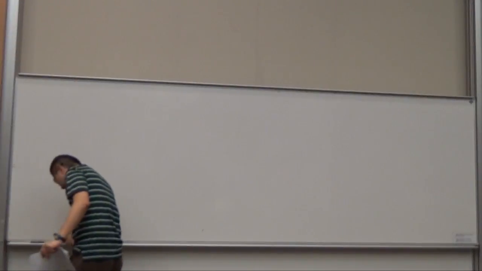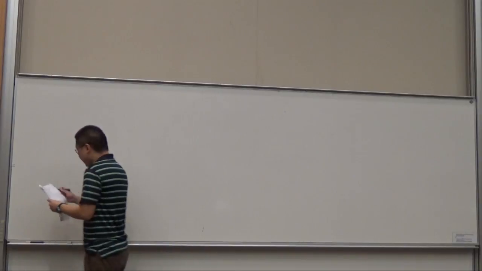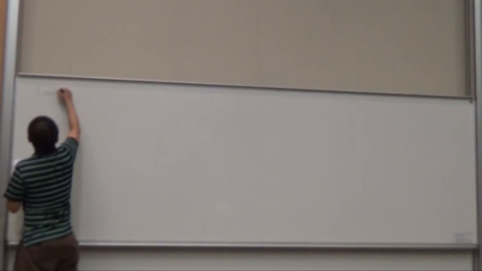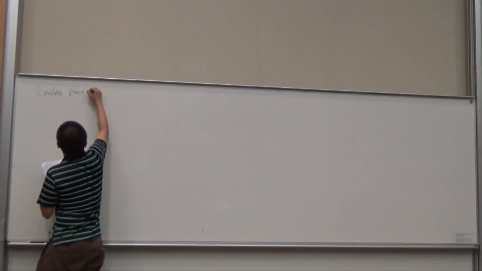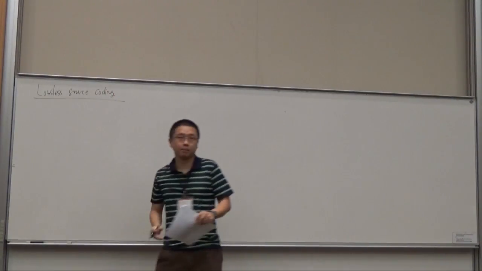So I want to resume our discussion on second order asymptotics in the context of lossless source coding. Okay, so what is lossless source coding? It's basically compression. So we will take the simplest approach.